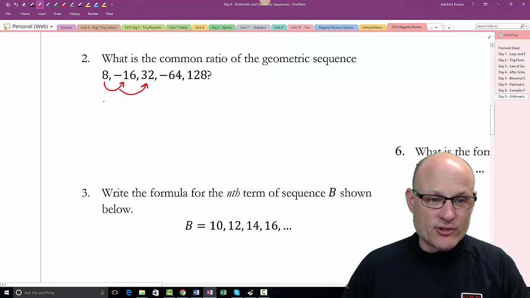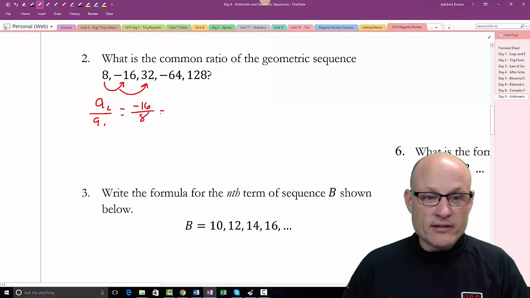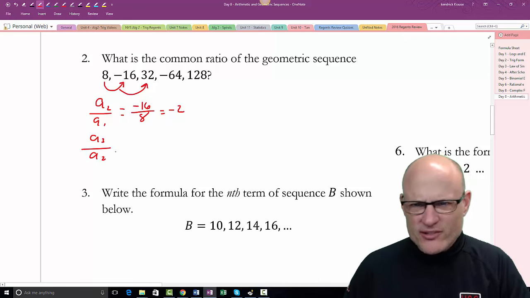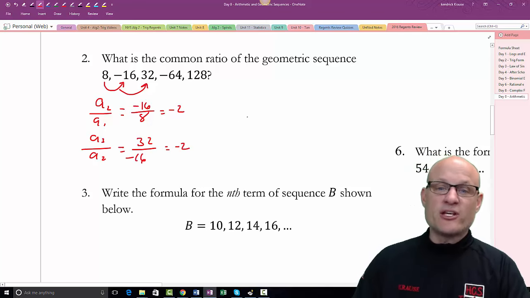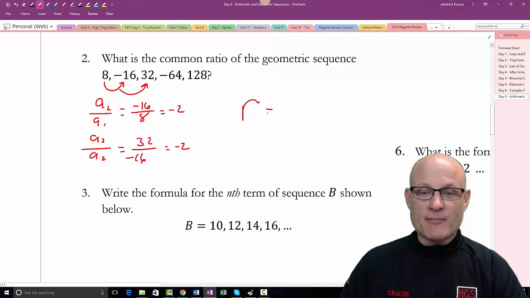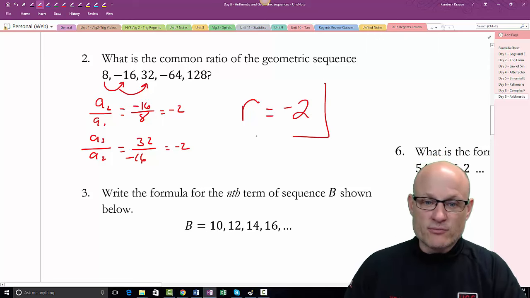You're going to take the second term and divide it by the first term. You get negative 16 over 8, negative 2. Take the third term, divide it by the second term. Notice this is basically the same thing. You get 32 over negative 16. Oh, that's negative 2. And if you just keep going, you'll find out that the common ratio is negative 2.